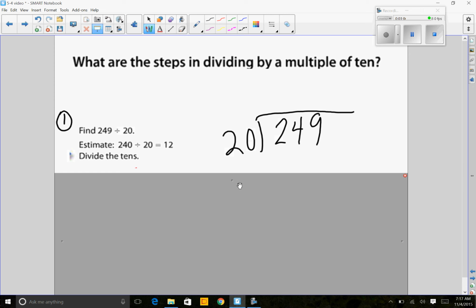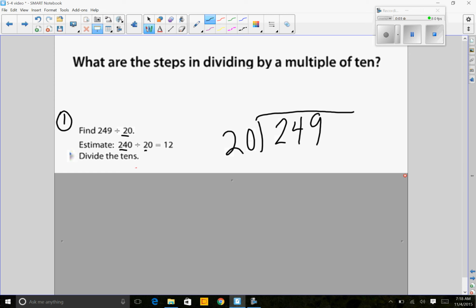Our first thing we're going to do, you should be able to predict this, is to estimate. So what we did was we left our 20 the same, and we rounded the 249 to 240 because we looked at the 2, and we looked at the 24. And sure enough, we can leave that 24 the same because 24 is even. 24 is divisible by 2. So 24 divided by 2 is 12. And then 0 minus 0 is 0. There's no zeros to annex. So we have 12.